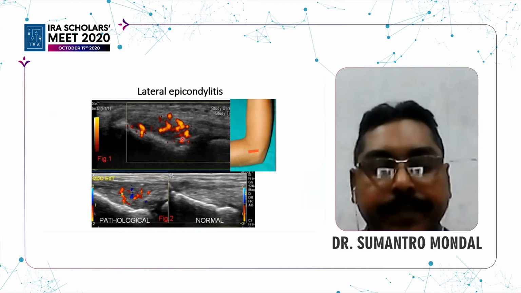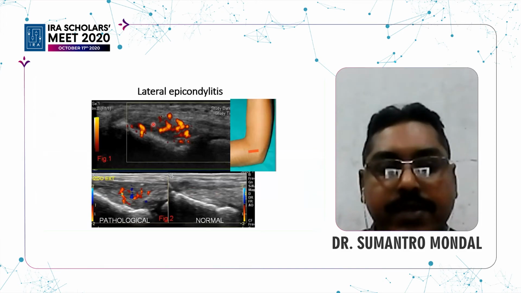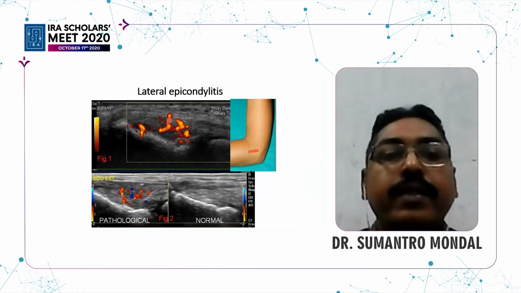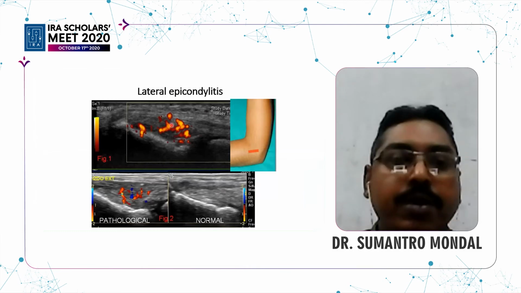Another common condition, tennis elbow, lateral epicondylitis. This is the normal appearance of the common extensor tendon, but in case of lateral epicondylitis, the common extensor tendon becomes swollen. Heterogeneity in the echotexture appears and it shows vascularity within it.